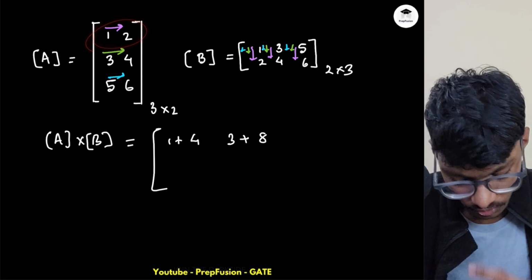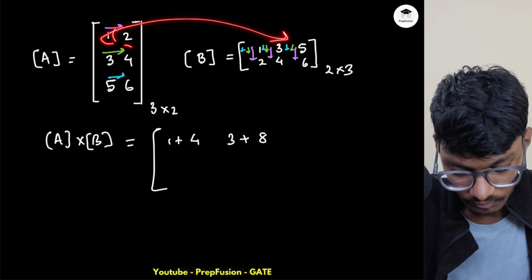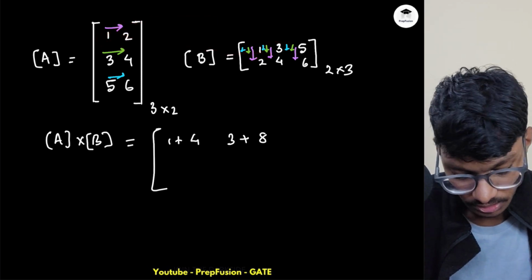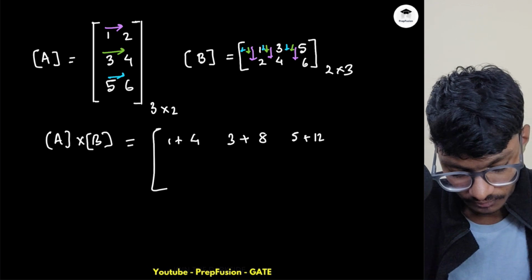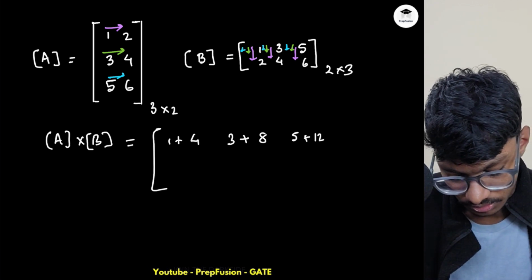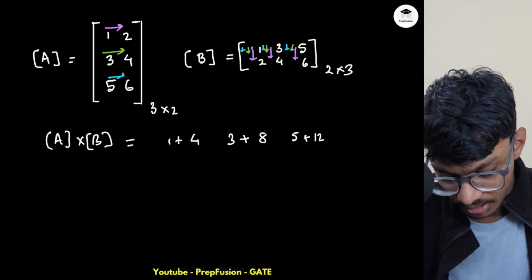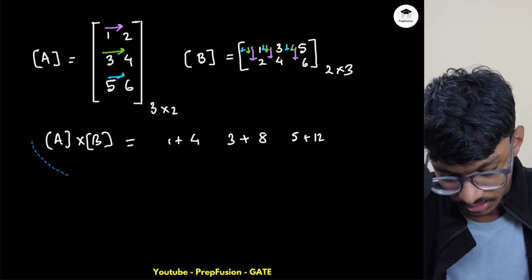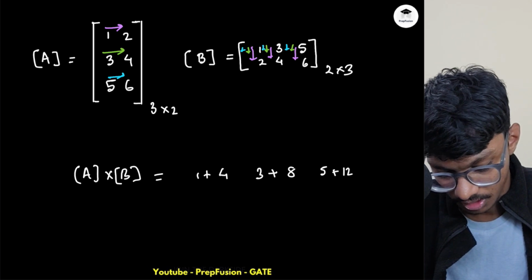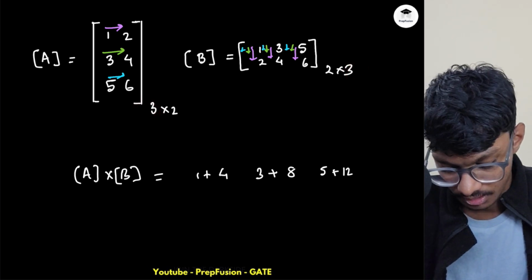Then again we take this row and multiply 1 times 5 and 2 times 6, so this is 12. And let's come to the third thing. What will be the resultant? It will be a 3 cross 3 matrix, because we are taking the outer sizes, 3 cross 3.